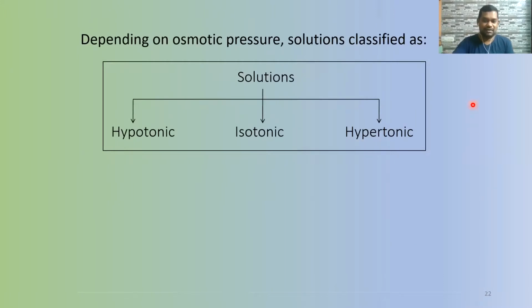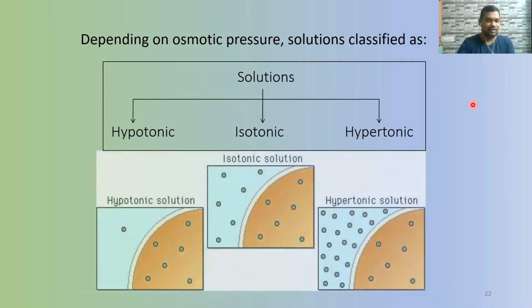So based on that, solutions are of 3 types: hypotonic, isotonic, and hypertonic. Tonic या tonicity का मतलब है concentration. Concentration का meaning है amount of solutes which are present in a solvent in a given solution. इसको बोलेंगे concentration.